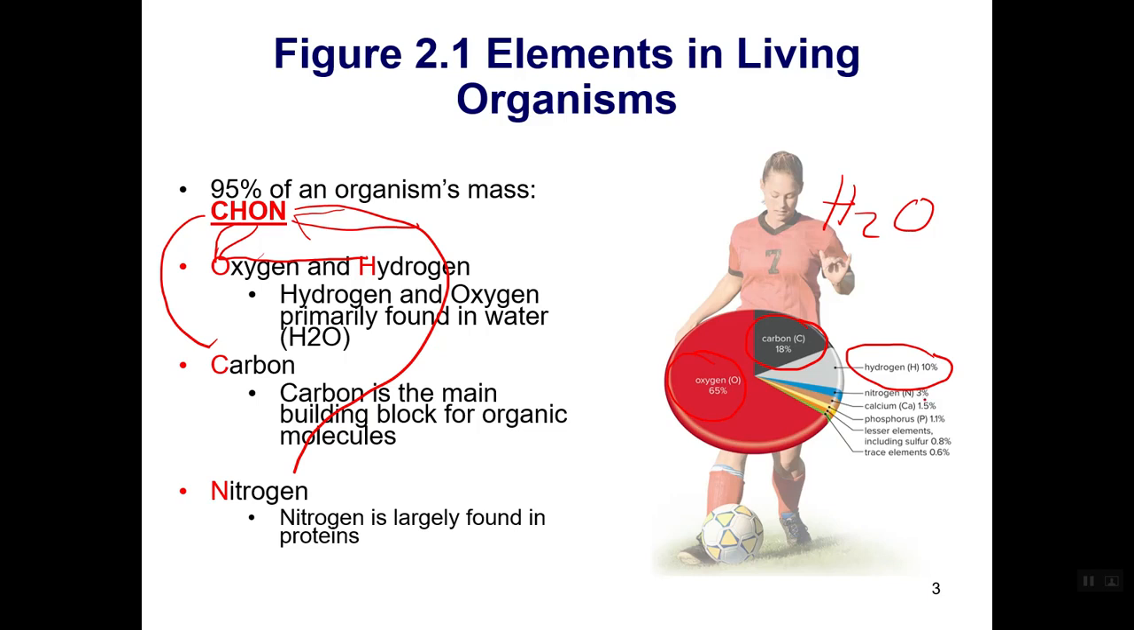All right, and the rest of it, we see 3% of us is nitrogen, calcium, phosphorus, and then other smaller things, lesser elements like sulfur, trace elements, 0.6%. All right, but overall, grand scheme of things, what I want you to know here is 95% of a living organism's mass is CHON, C-H-O-N, carbon, hydrogen, oxygen, and nitrogen.